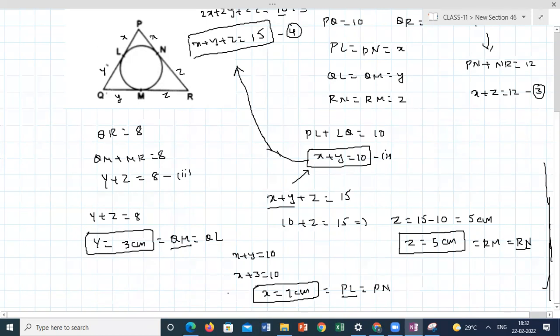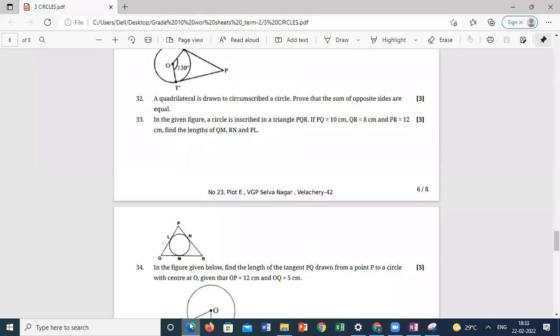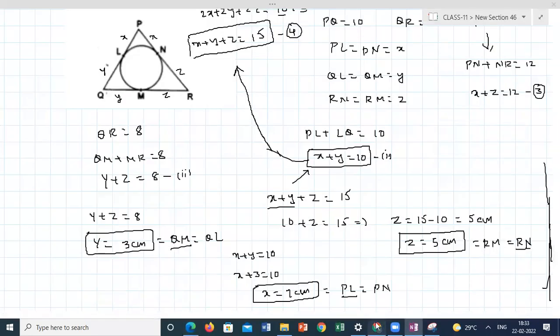There are only 2 topics from the constructions. What are the 2 things? One is tangent drawn from a point to a circle. Another one is how to bisect the line into a given ratio or into equal parts. These 2 things only there. Other than that, drawing the triangle, drawing the congruent triangle, all are deleted. Only splitting a line into a given ratio or given number of parts, and how to draw a tangent from a given point. So we can finish it off very easily.